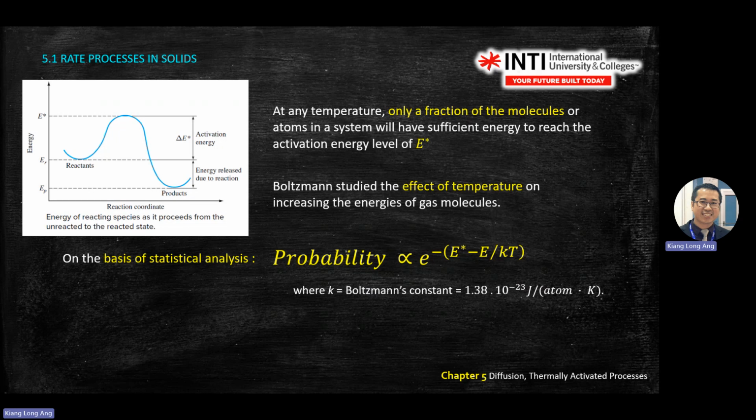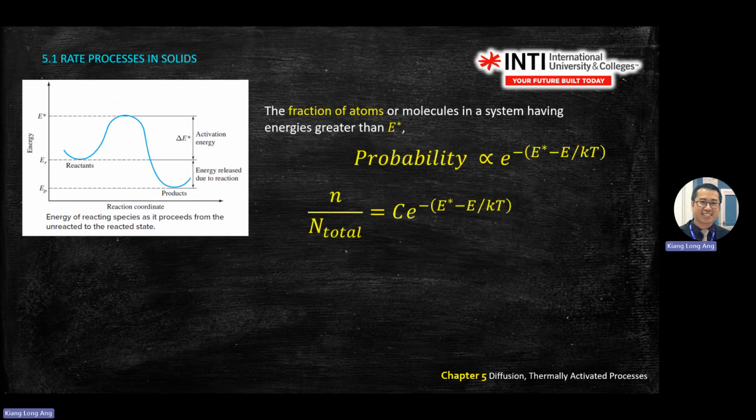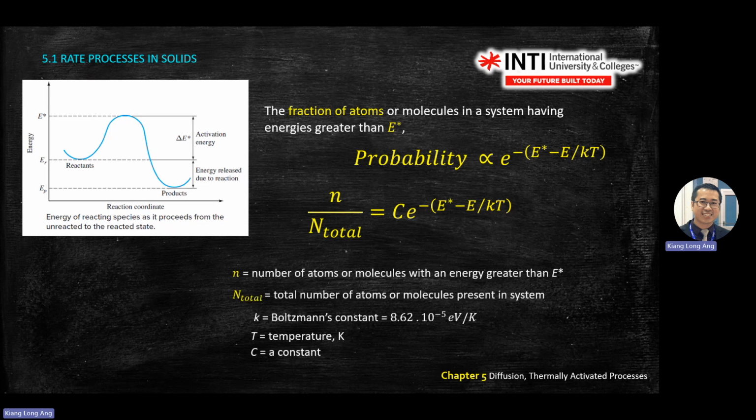The Boltzmann constant is 1.38 times 10 to the power of negative 23 joule per Kelvin. Again, Boltzmann has two values, one in joule and one in eV. So there is another equation to calculate the fraction of atoms. Okay, the fraction of atoms, you take n divided by N total, where n is the number of molecules with energy greater than E star.